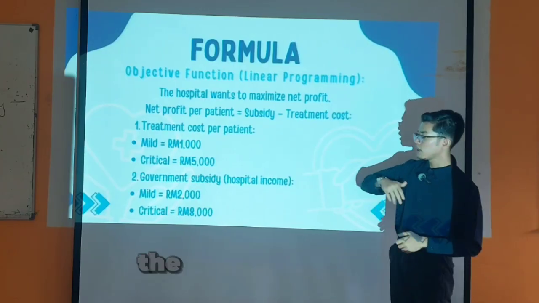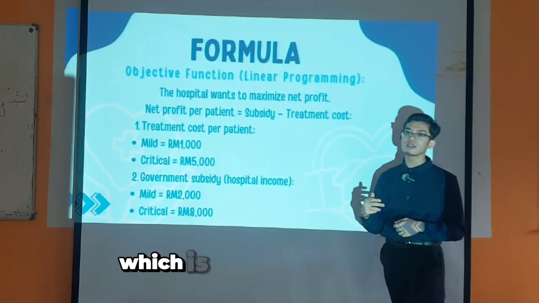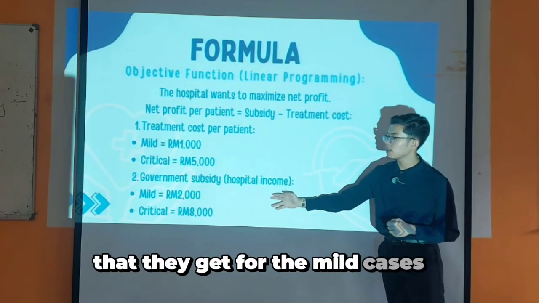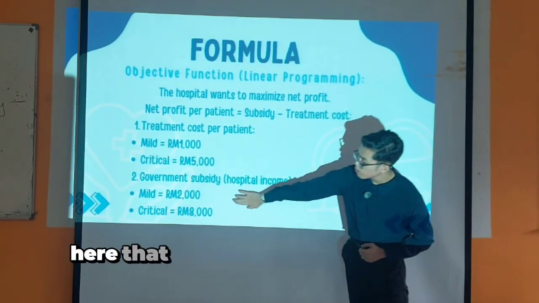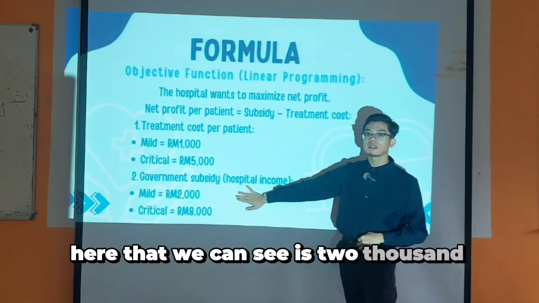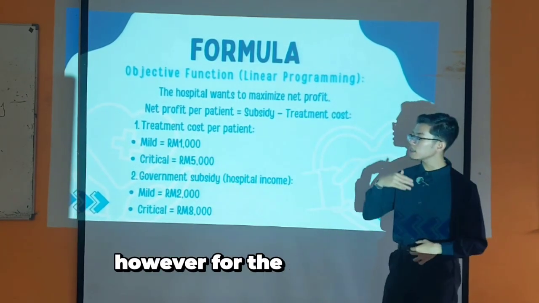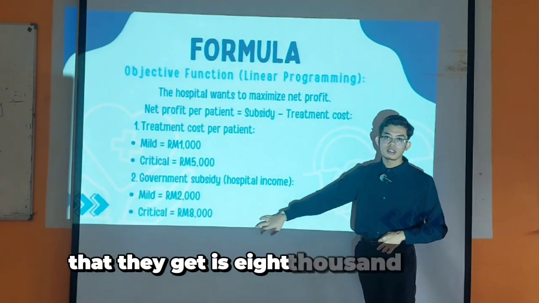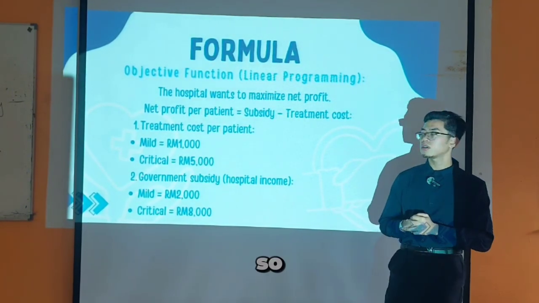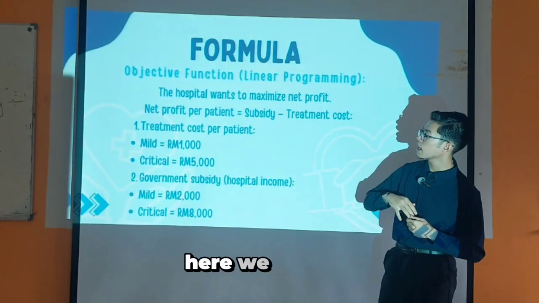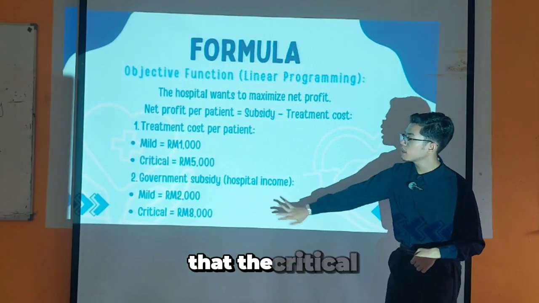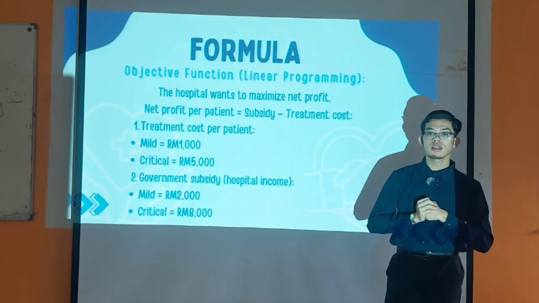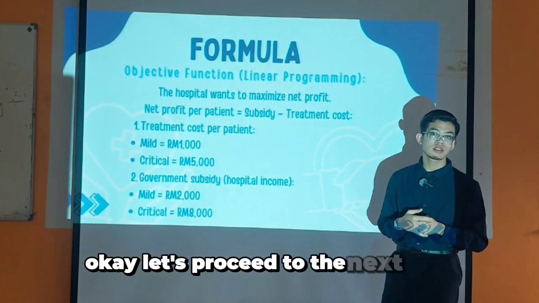The government subsidy, which is the hospital income for the mild cases, is 2,000 ringgit. However, for the critical cases it is 8,000 ringgit. So here we can see that the critical is much higher than the mild. Okay, let's proceed to the next slide.